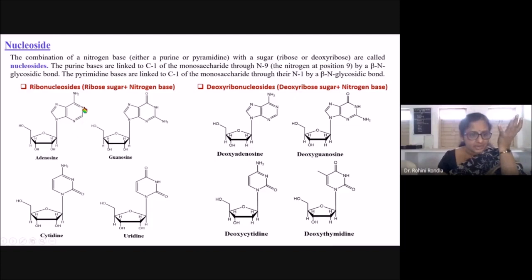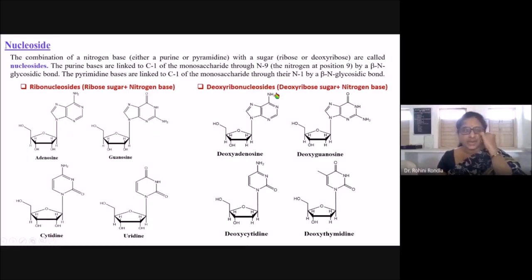If you take adenine nitrogen base, the name is adenosine. If you take guanine nitrogen base, that is guanosine. If you take cytosine, that is cytidine. If you take uracil, that is uridine. This is about RNA, ribonucleosides.